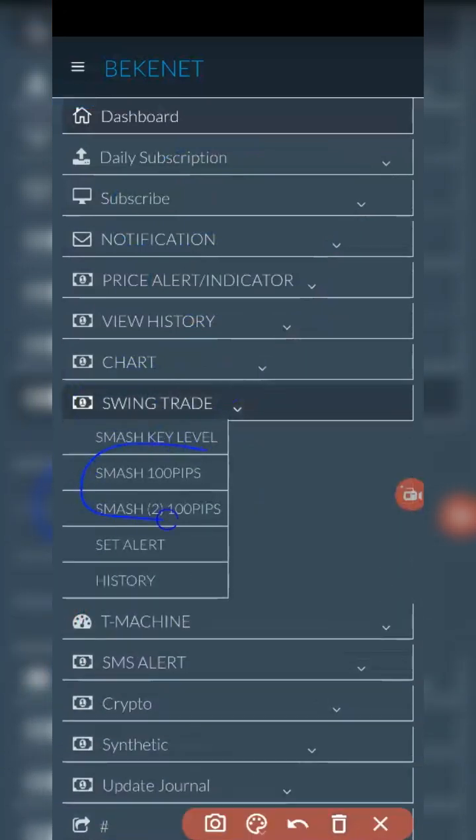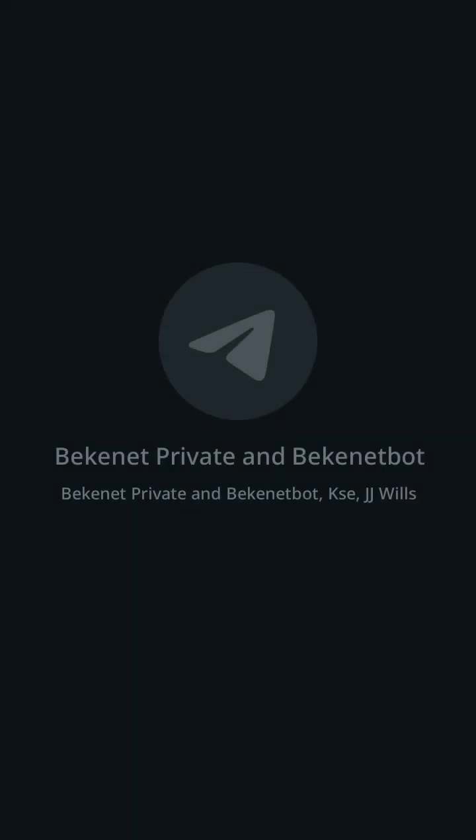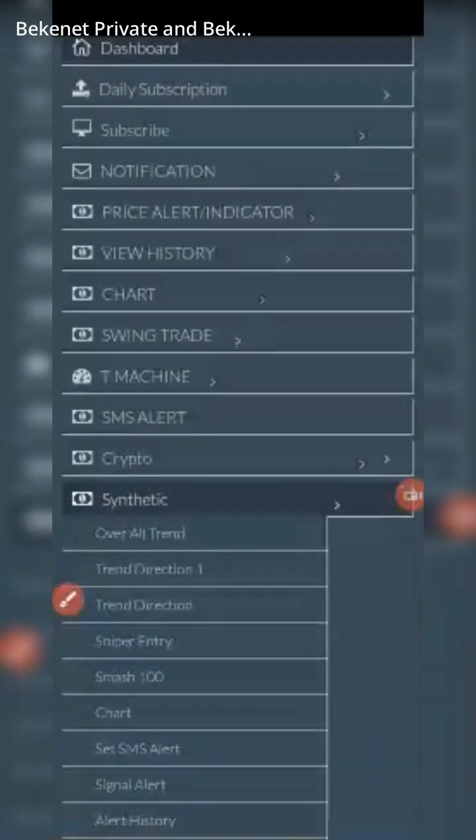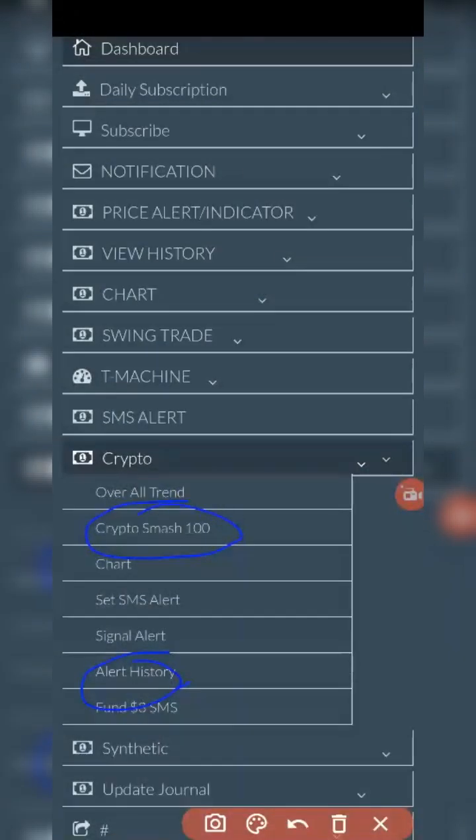This is for Forex. Why for synthetic? You come here, click it. You see Smash 100. This is the one that tells you to buy and sell. Then for crypto, the same thing. Crypto, Smash 100. Simple. So we're going to start with the Forex.